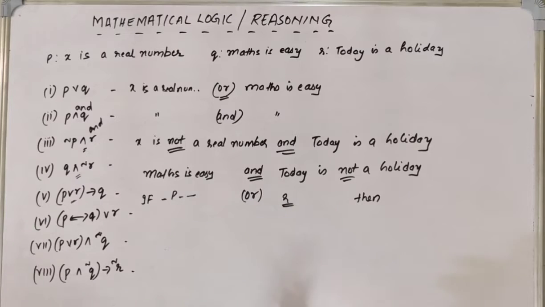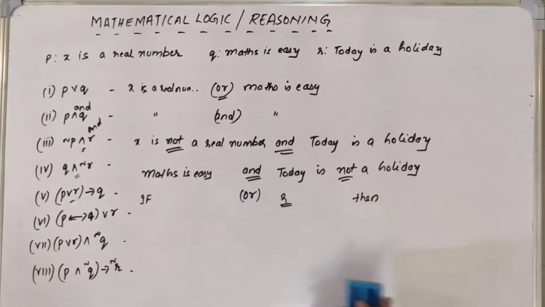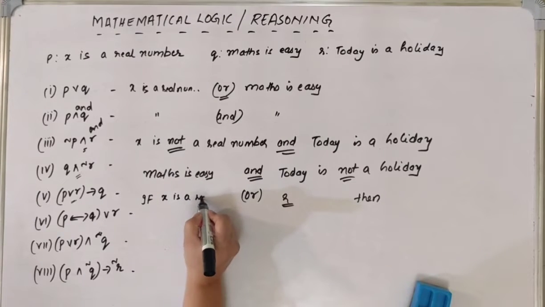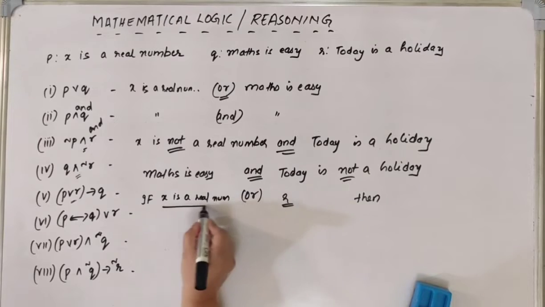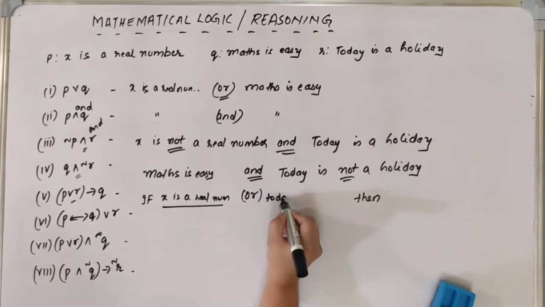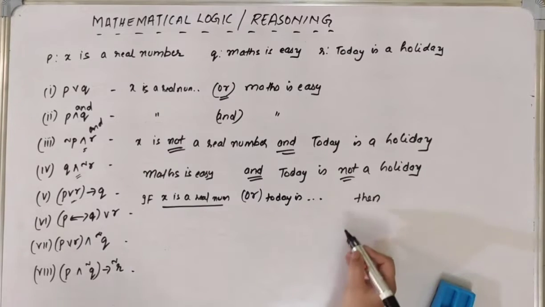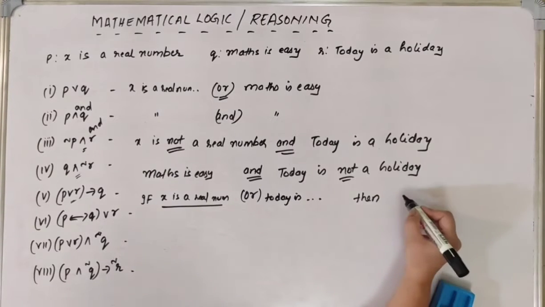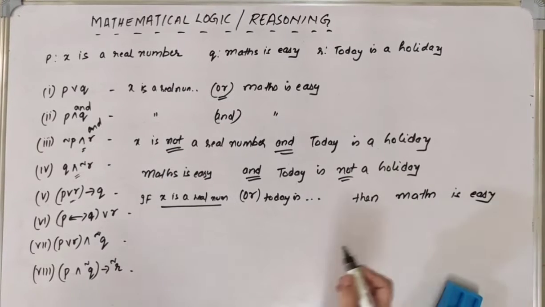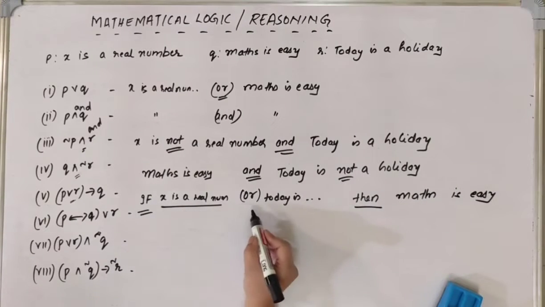So if, it will be like this: if X is a real number or today is a holiday, then maths is easy. What is Q? Maths is easy. So these connectors we'll have to remember.